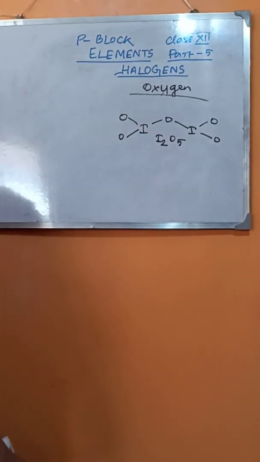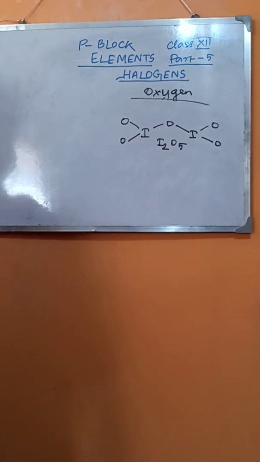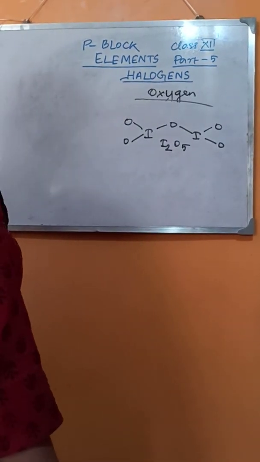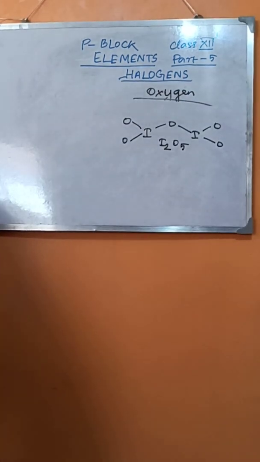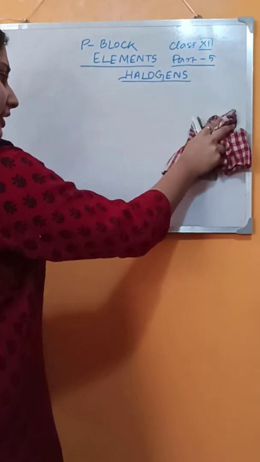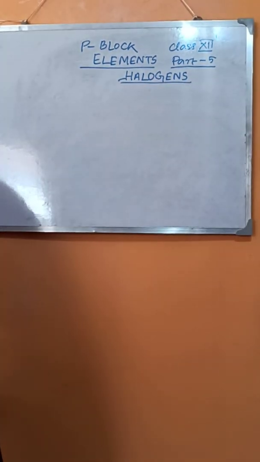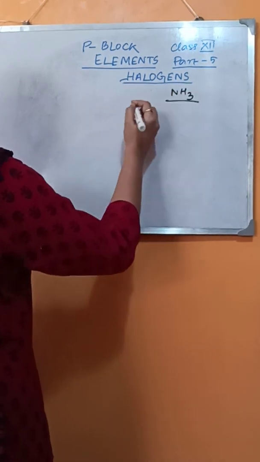Iodine pentoxide. Practice the structures here. The structures here are important. Next is the reaction with ammonia. This you all know. These are easy parts. Reaction with ammonia.